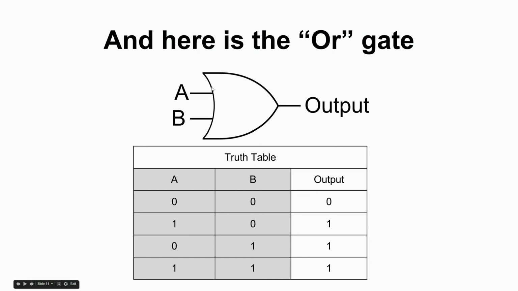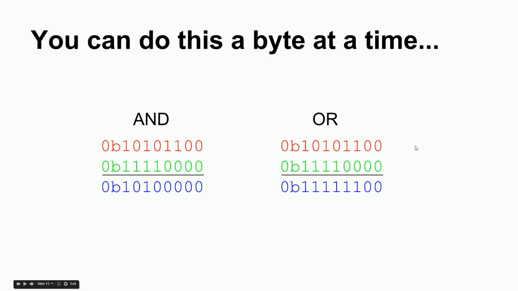Now, this is an example where we just have two inputs, but what we can actually do is do this a byte at a time. So let's imagine we have one byte that's red, and I signify we're in binary by putting the 0b in front of it. And I'm going to AND a green byte against the red.